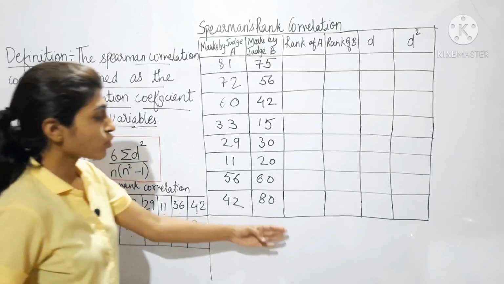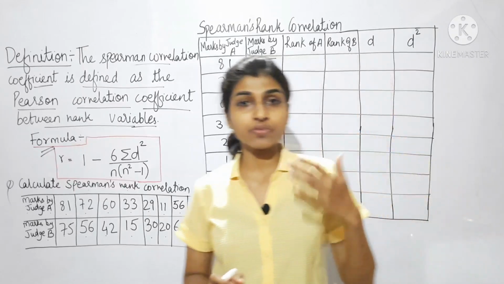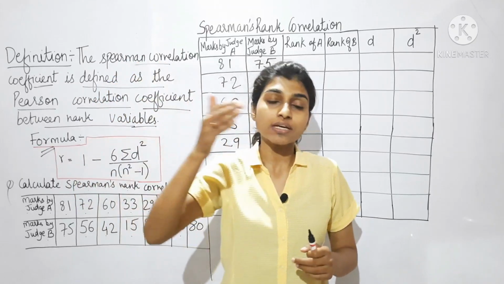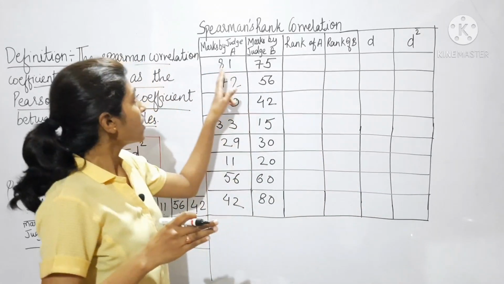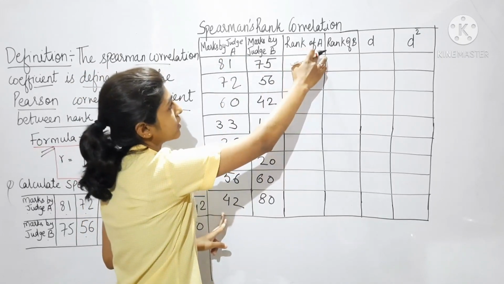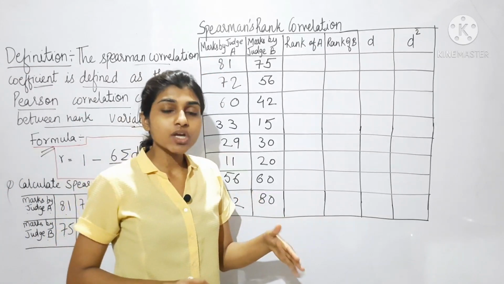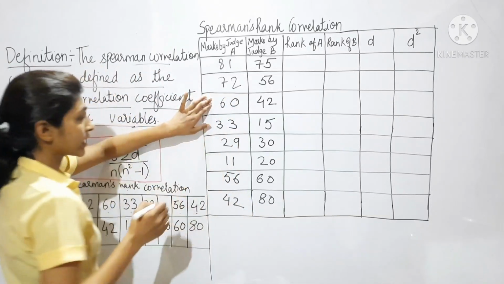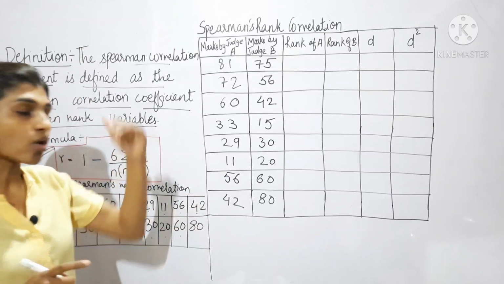Okay, so next we have to give the rank. Now how can you give the rank? You know how to give the rank. Suppose the highest mark person will get the first rank, or the lowest marks will get the last rank. So you can give the rank in increasing or in decreasing order also. In this particular example, I will give rank 1 to the lowest mark and so on.